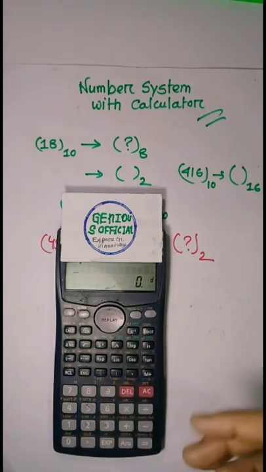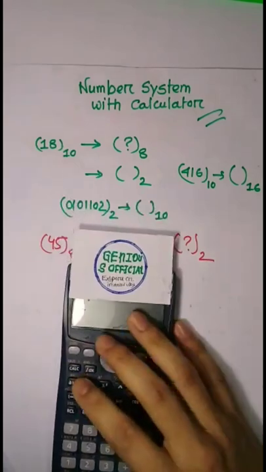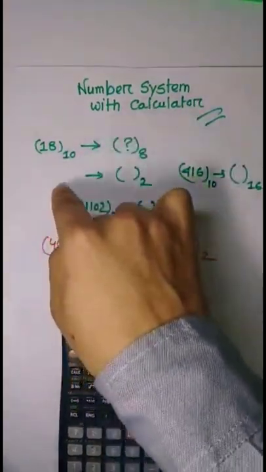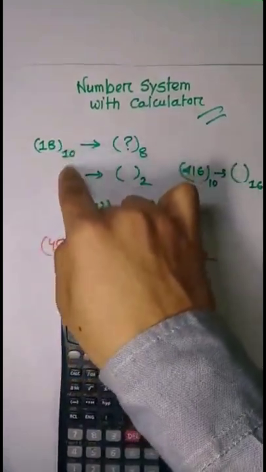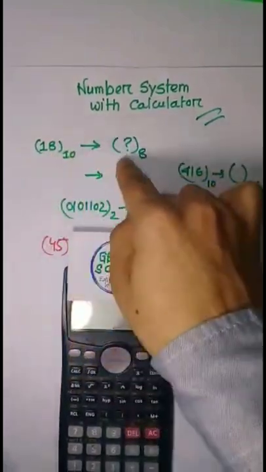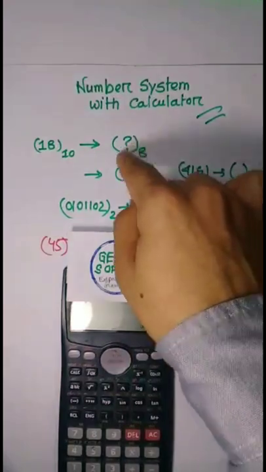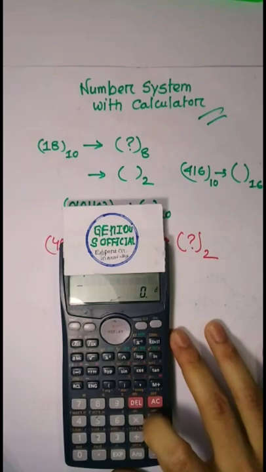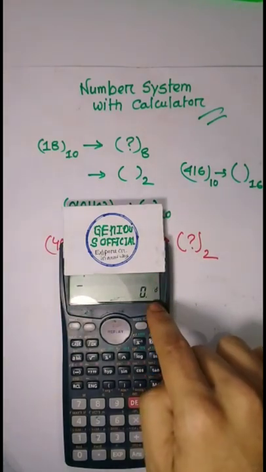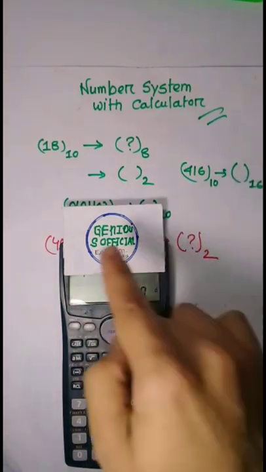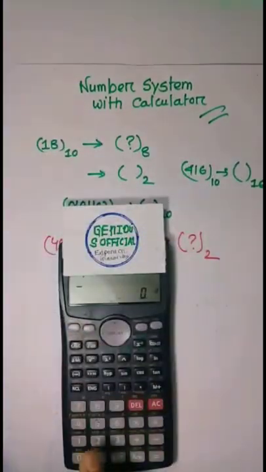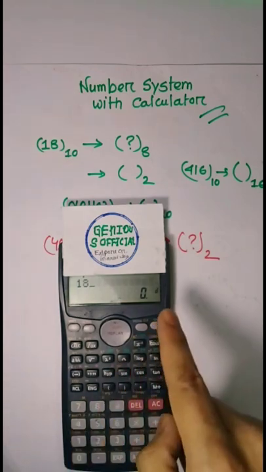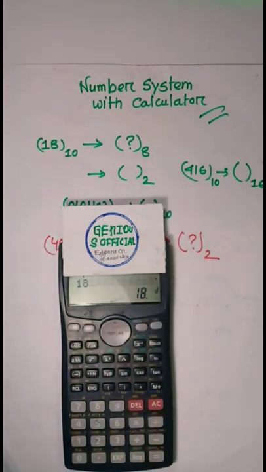Okay, we can see some examples. This is 18. This base is 10, which indicates a decimal number. It is converted into base 8, that's why an octal number. Firstly, we determine it and enter the input. This is D for decimal, which indicates decimal mode. Enter the input, 18, and tap the equal button.